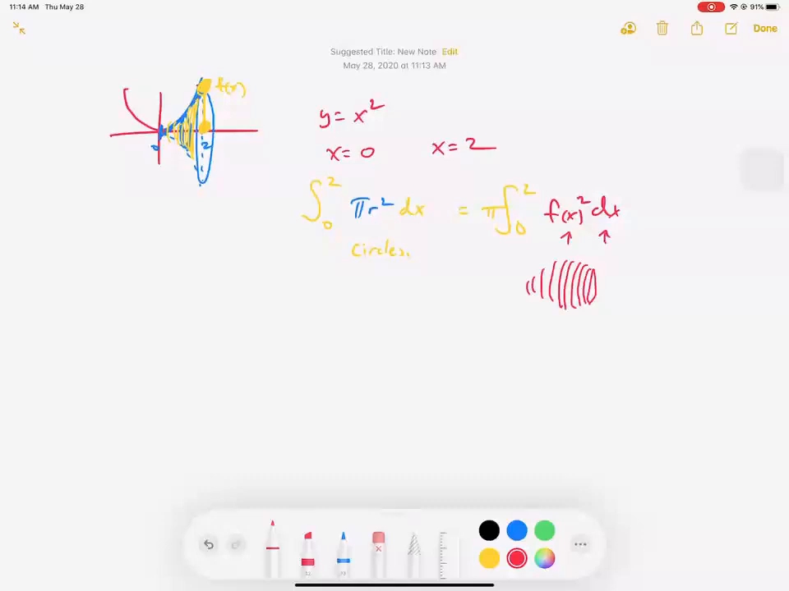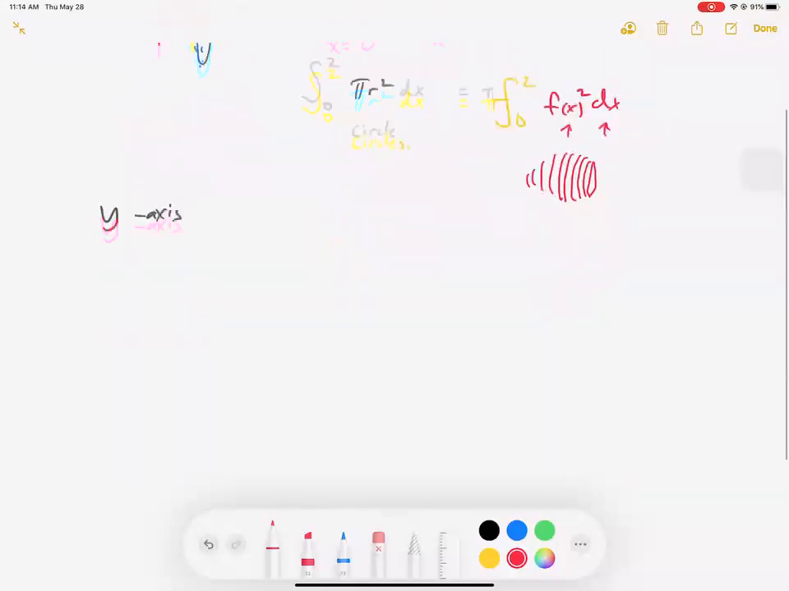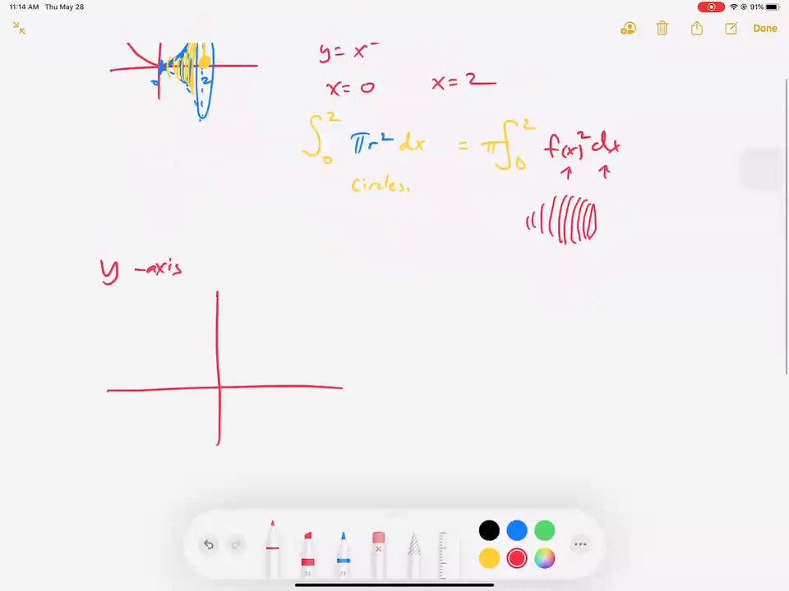Okay, now we're going to spin this around a different way today. So we're going to spin around the y-axis. And our first example is going to be already kind of spun around. X is equal to negative y squared plus 4. And we're going to bound it by x equals 0.